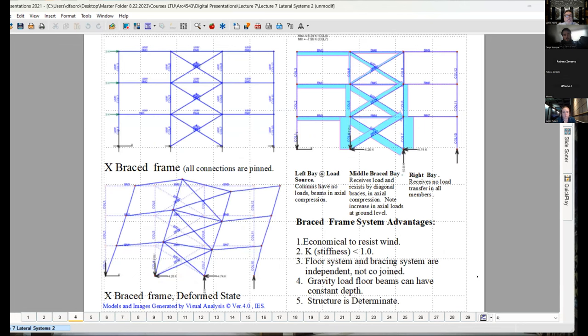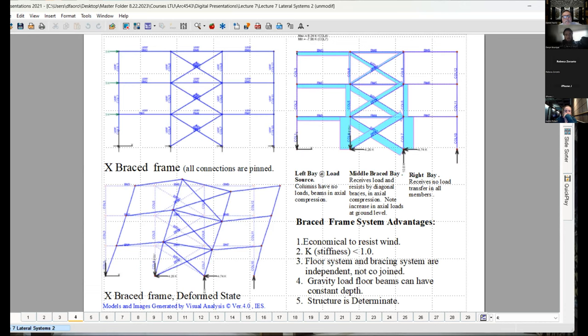If we take a look here, here's an X-brace frame. And you've got the X-brace frame shown here. It's got the same height configuration of this rigid frame I showed you a moment ago. Same loads on the upper left-hand side. And here's its distortion value here.